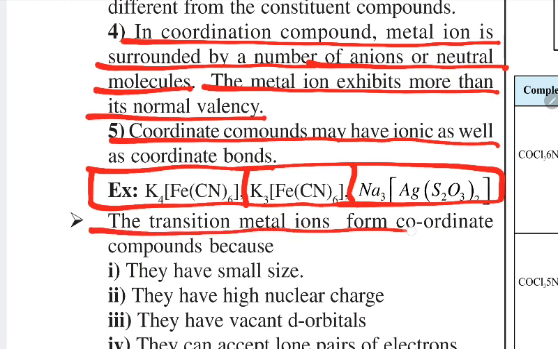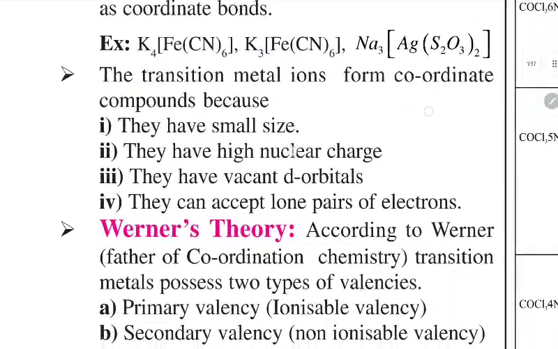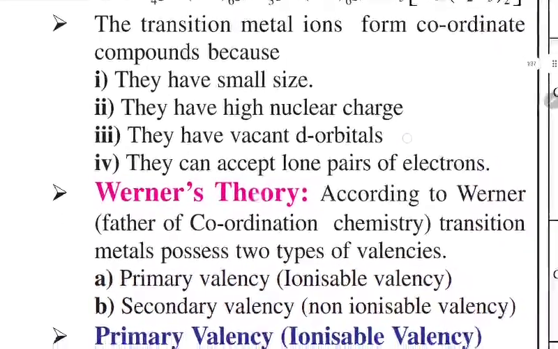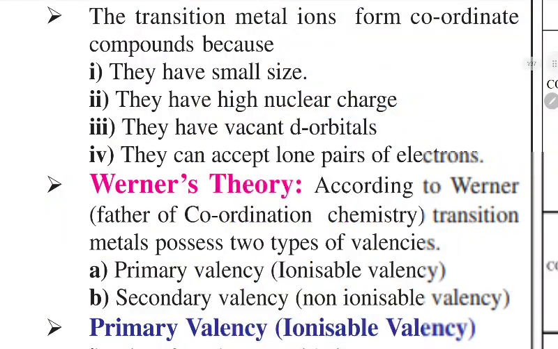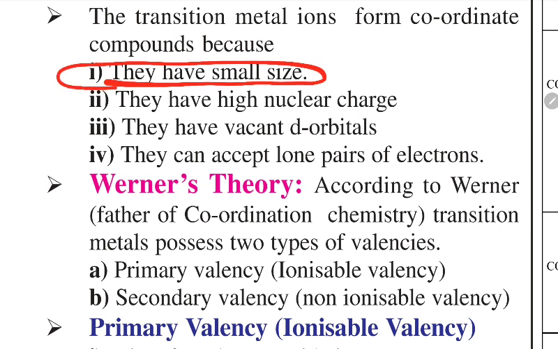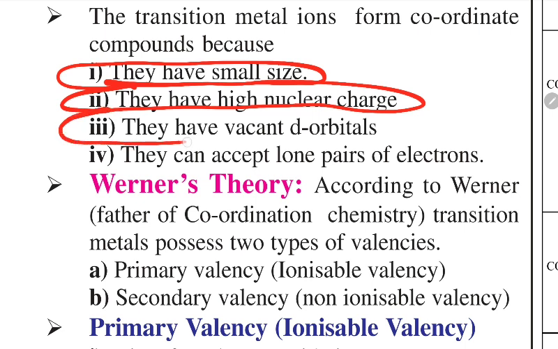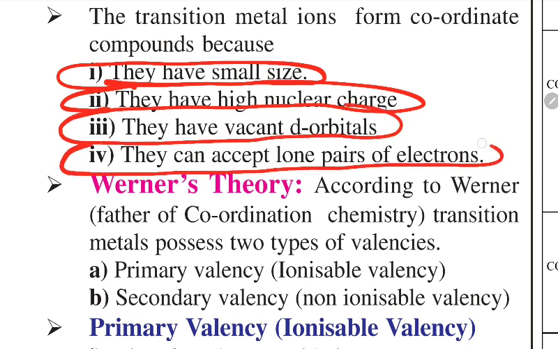Transition metal ions form coordination compounds for a few reasons, students. First, transition metal ions have a small size. Second, they have high nuclear charge. Third, they have vacant d orbitals. Fourth, they can accept a lone pair of electrons. So these are the reasons.